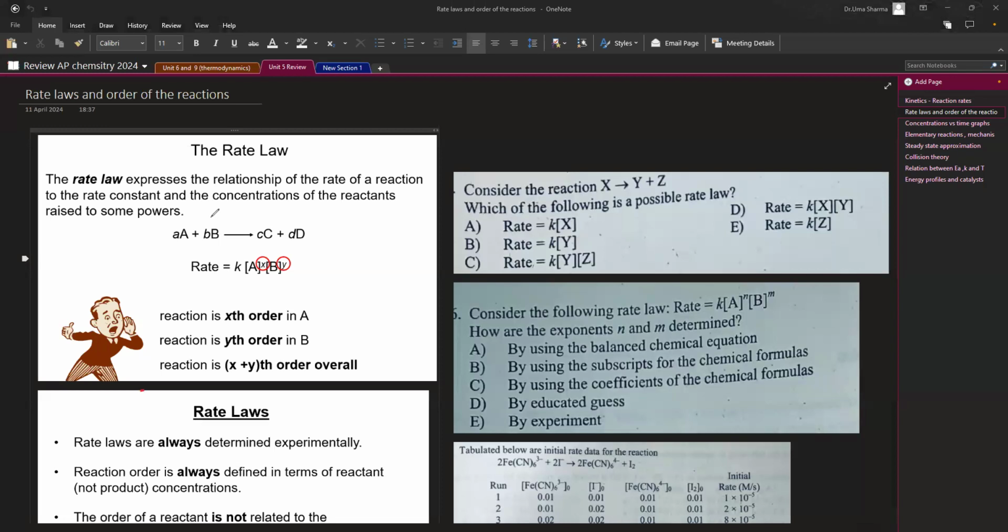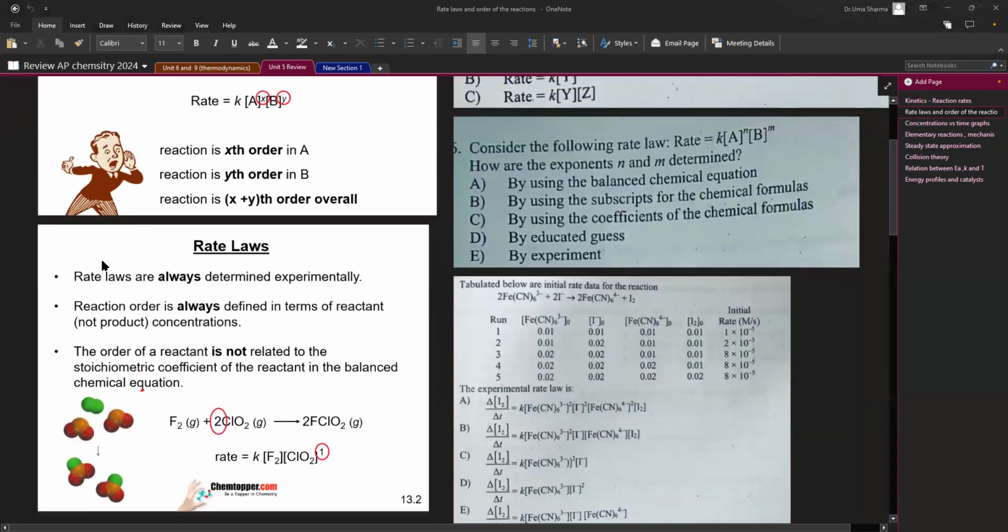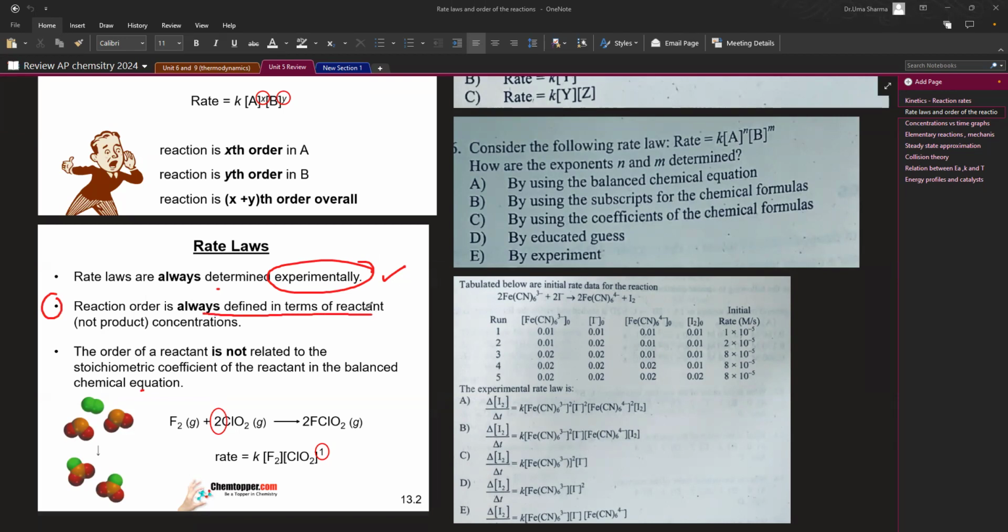So first of all, we are doing plenty of multiple choice questions, so whatever is written here is going to help us. First, rate laws are always determined experimentally. You cannot look at the balanced equation and work out the rate law from there. Remember this, a multiple choice question will be there. Second, they are always in terms of the reactants, never in terms of the products. Reactants, you have to pick up the reactant.